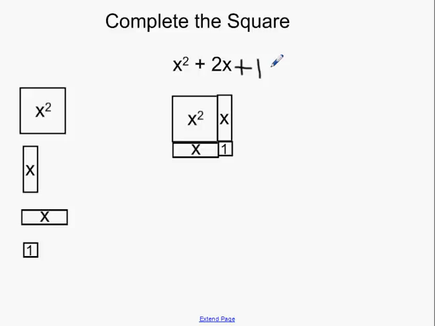And what perfect square did I just create? I just created the perfect square x plus 1 quantity squared. That's because this length is x and this length is 1. Okay, let's look at another example.